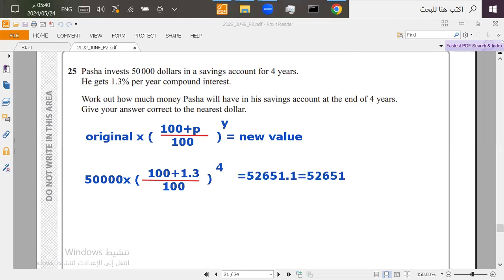So focus on the rule of compound interest. You're going to use the same rule all the time with compound interest. You just put the numbers in the calculator and you'll get the answer. Now let's move on to the next question.